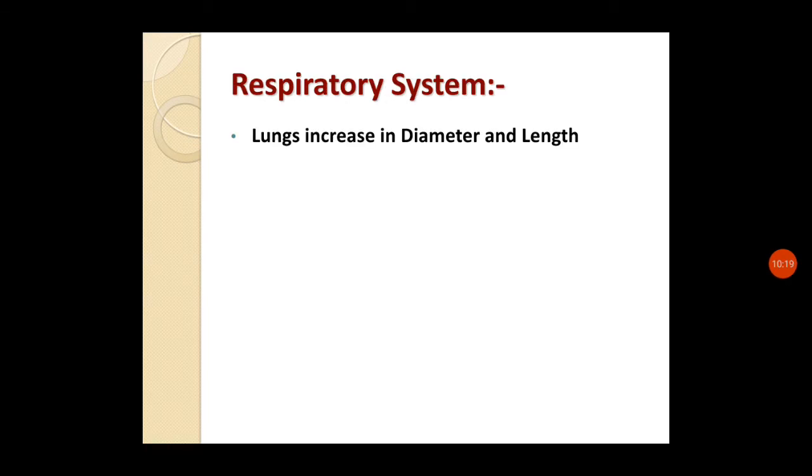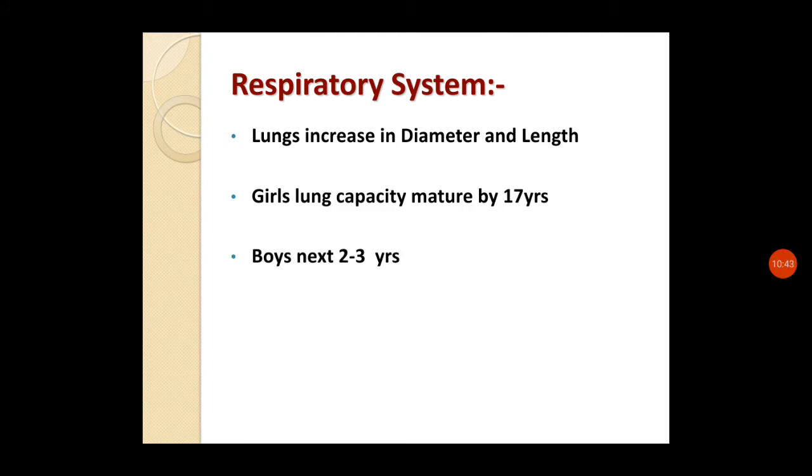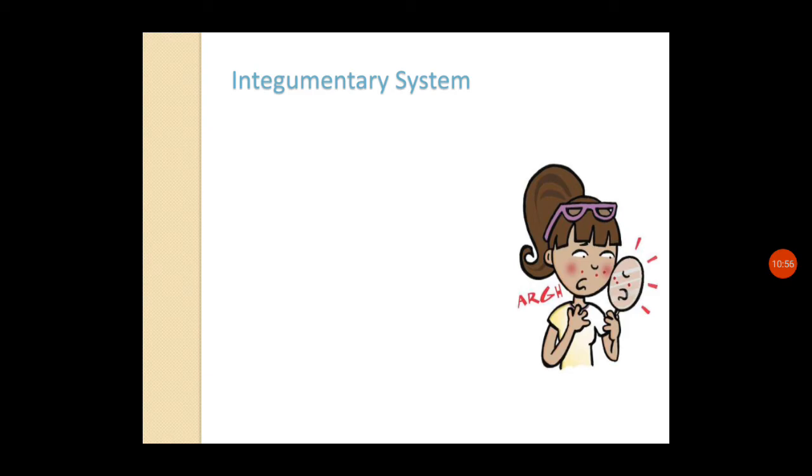And in the respiratory system, the lungs increase in diameter and length, because we know that the person's height is reaching the adult height. So during that time, along with the height increase, the lungs also increase in diameter and length. And the girls' lung capacity will be mature by 17 years. So girls reach their lung capacity maturation earlier, and boys will reach lung capacity maturation by the next 2 to 3 years. But lung capacity is greater in boys compared to girls. So this is about the respiratory system and now the integumentary system.